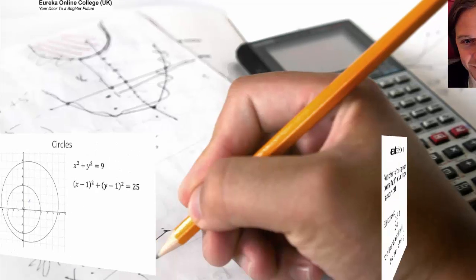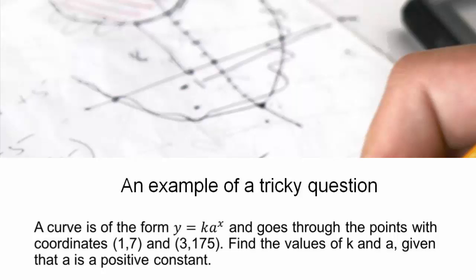Right, let's have a look at one of the really nasty questions that you can get in GCSE. This is about as difficult as it gets. Okay, let's say we have a curve of the form y equals ka to the x. And this curve goes through the points given by the coordinates 1, 7 and 3, 175. And we've got to find the values of k and a, given that a is a positive constant. Now, I would like to point out that they have made this even more difficult than this in the past by making the numbers really awkward and putting it on a non-calculator paper. This is actually reasonably friendly with the values. Pause the video by all means if you want to have a go at this first, or wait for the solution to pop up in a second.